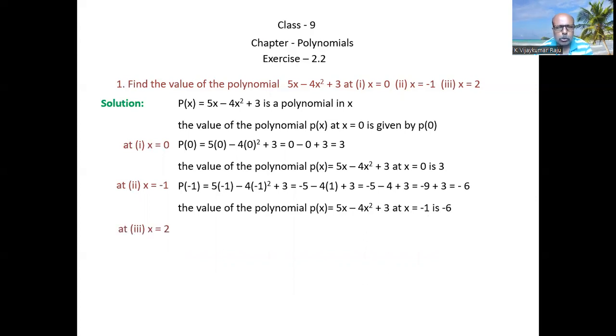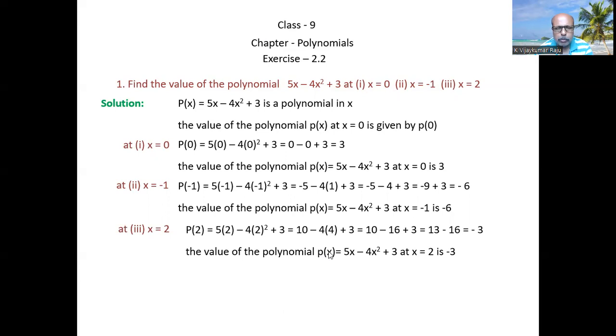Now let us do x is equal to 2. So we are going to calculate p of 2. P of 2 will be 5 into 2 minus 4 into 2 raised to 2 plus 3. 5 into 2 is 10, minus 4 into 2 square, 2 2s are 4, plus 3. So this is 10, 4 4s are 16. So 10 minus 16 plus 3. 10 plus 3 is 13, minus 16. 13 minus 16 is minus 3. Therefore, the value of the polynomial p of x, that is 5x minus 4x square plus 3 at x is equal to 2 is minus 3. This is clear. So the value of the polynomial is nothing but substituting the value of x to get a numerical value of that polynomial. Now, let's go to the next question.